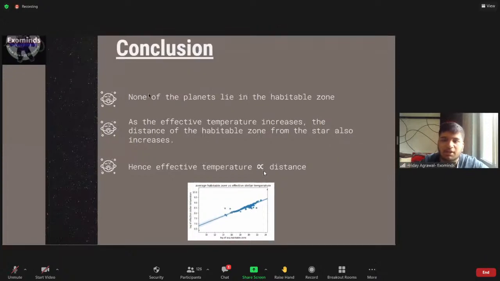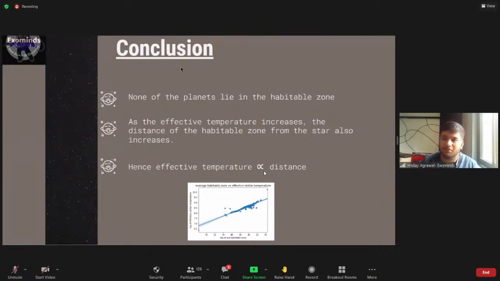Now, let's talk about the conclusion. What is the conclusion and how did we find it? So, conclusion. None of the exoplanets lie in the habitable zone. This is because of a few errors that we had. Our data was not good enough. Second, we had to do the data cleaning, and in that, many exoplanets were shut off. And that is why we could not find any exoplanet in our data.